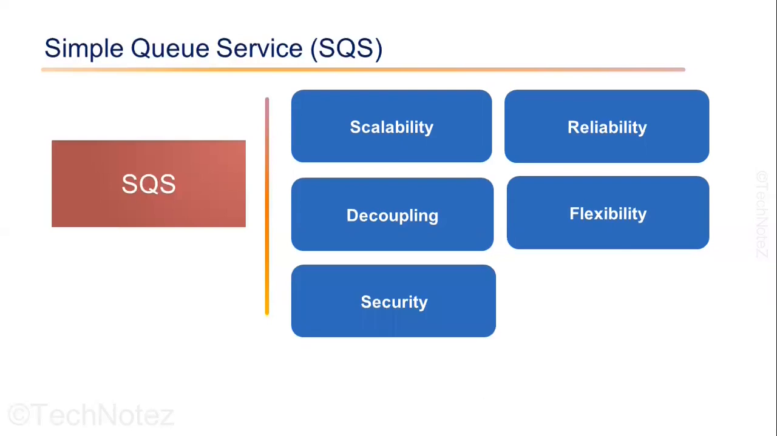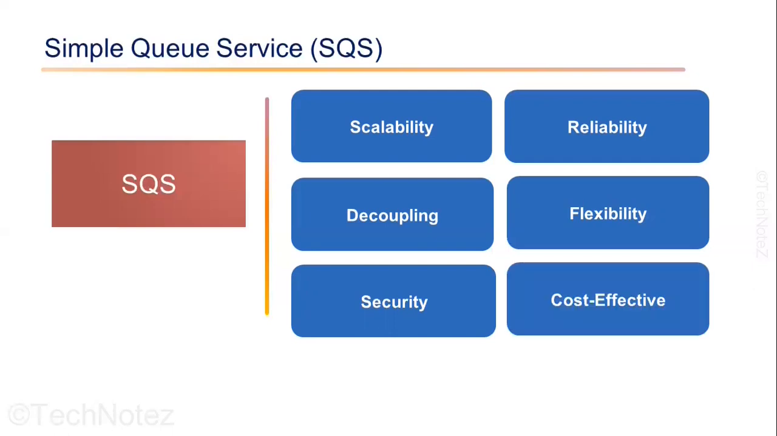Amazon SQS uses AWS Identity and Access Management to control access to your message queues. You can also encrypt your messages using AWS Key Management Service to add an extra layer of security. Amazon SQS is a cost effective solution for queuing messages. You only pay for the messages that you send and receive, and there are no upfront costs or minimum fees. Overall, Amazon SQS provides a reliable, scalable, and flexible messaging service that can help you to build distributed applications with ease.